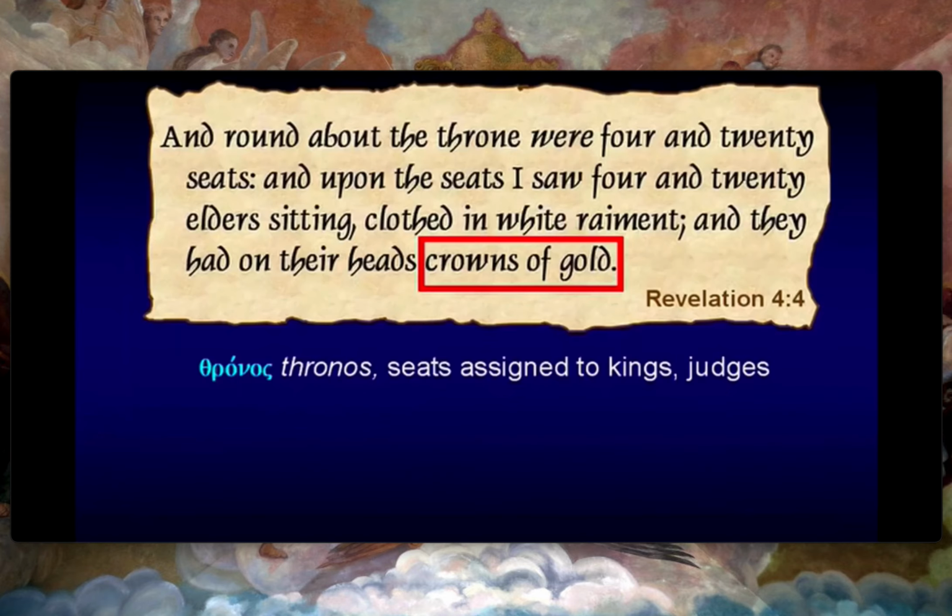The word for those seats is also thrones. We're going to discover as they talk that they aren't just sitting there as observers. They are, in some respects, ruling. They're assigned to these seats as kings or judges. And notice on their heads they have crowns of gold.